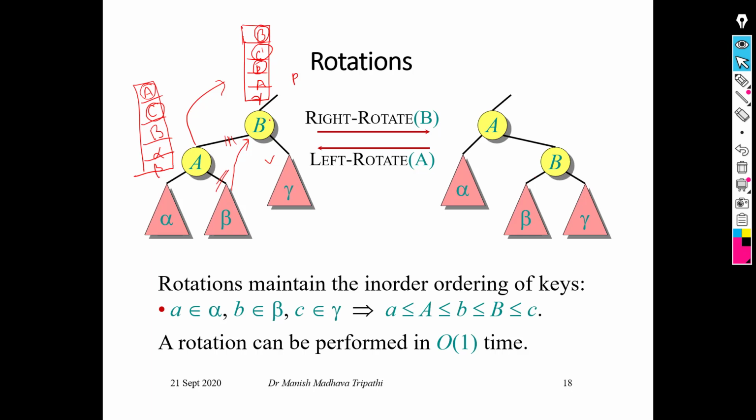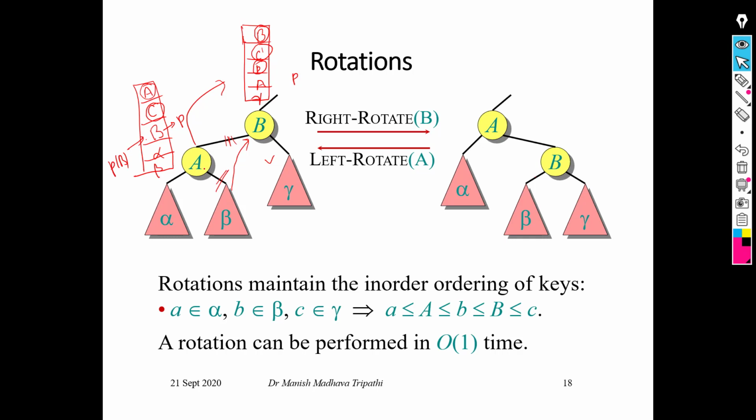So what we do, first of all, this bond will be broken. This bond will be broken. That means the parent of A is B here. So at the place of B, the parent of B will be copied. And the parent of B is P. So at the place of B, now it becomes P, because the parent of B has been copied at this place.